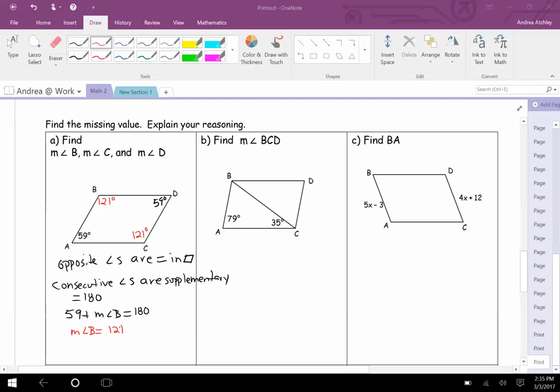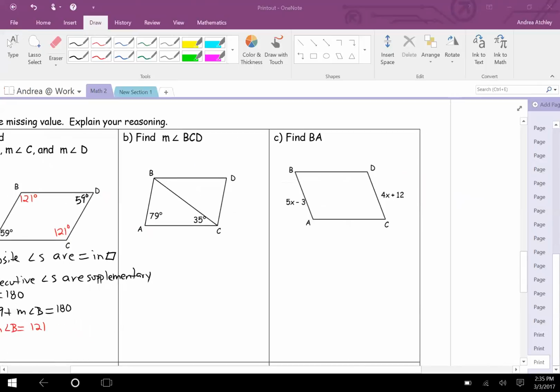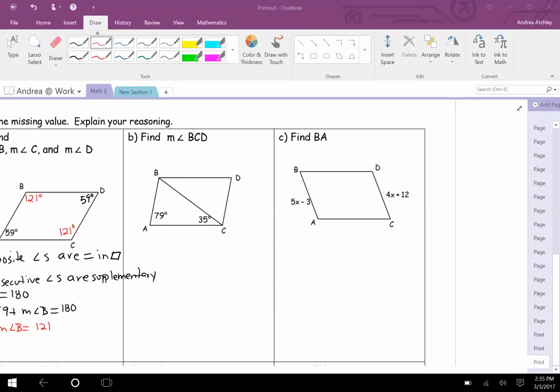Okay, so now we're at our next one. We want to find the measure of angle B. We do this quite a few different ways. Any ideas? Very good. So this is my unknown here.